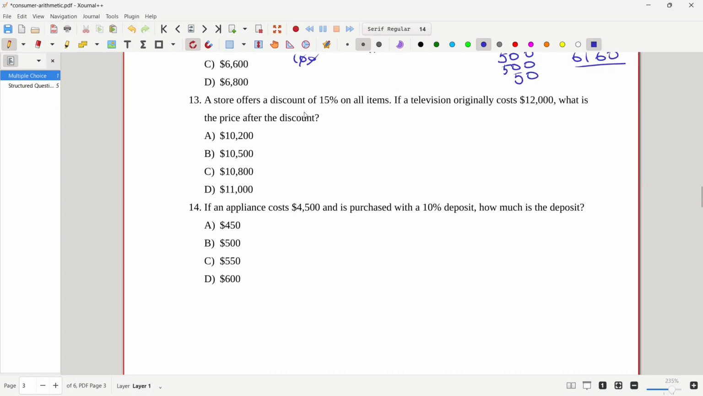A store offers a discount of 15% on all items. If a television originally cost 12,000, what is the price after the discount? Okay, so the discount is 15%. That means I am losing 15% of the original value. If I'm losing 15% of the original value, I'm going to remain with 85% of the original value. So I'm looking to find 85% of the $12,000.